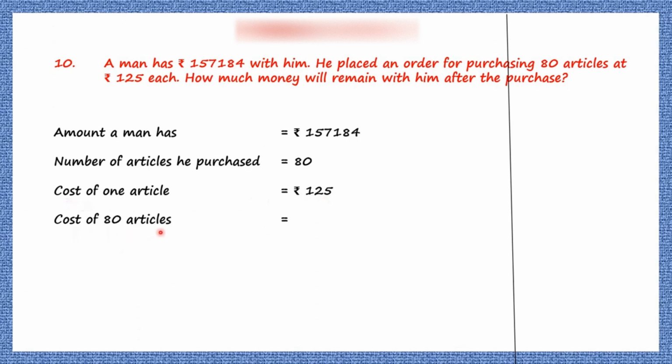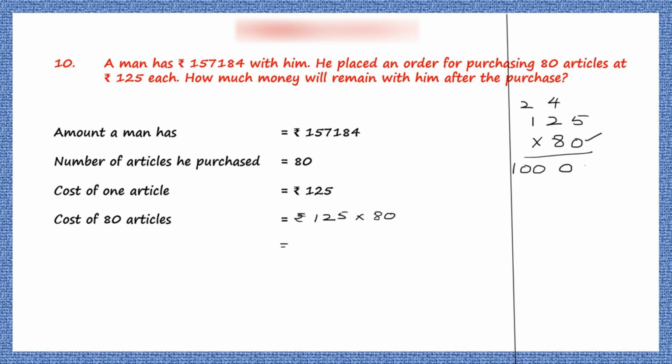To find the cost of 80 articles, we multiply 125 into 80. So that is rupees 125 into 80. If we multiply this, we will know the cost of 80 articles. So let's multiply that. 125 into 80. Whenever you have numbers ending in 0, multiplication is easy. So ignore the 0 for now and multiply with 8 first. 8 fives are 40, carry 4. 8 twos are 16, plus 4 is 20, carry 2. 8 ones are 8, plus 2 is 10.